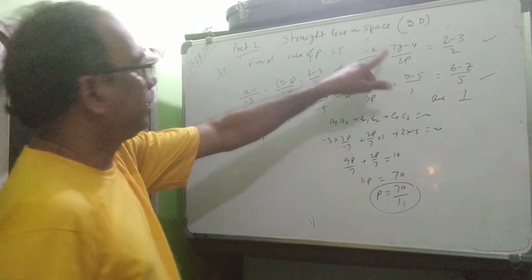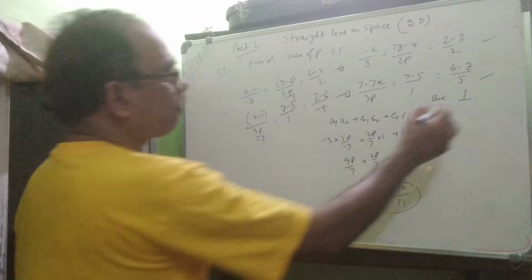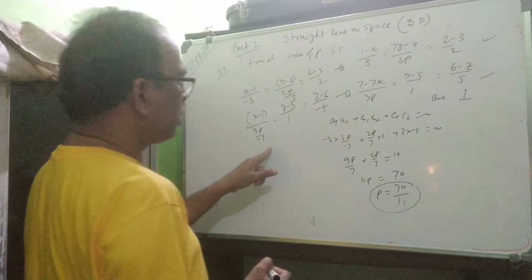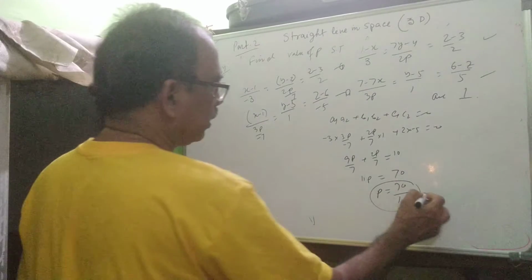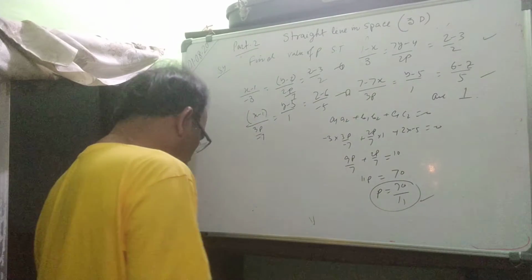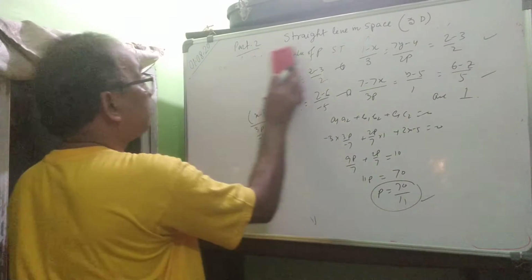We converted these two lines into standard form. As the two lines are perpendicular, the condition of perpendicularity is a1 a2 plus b1 b2 plus c1 c2 equals 0. Then we can get the unknown value p. Next, sum number 5.